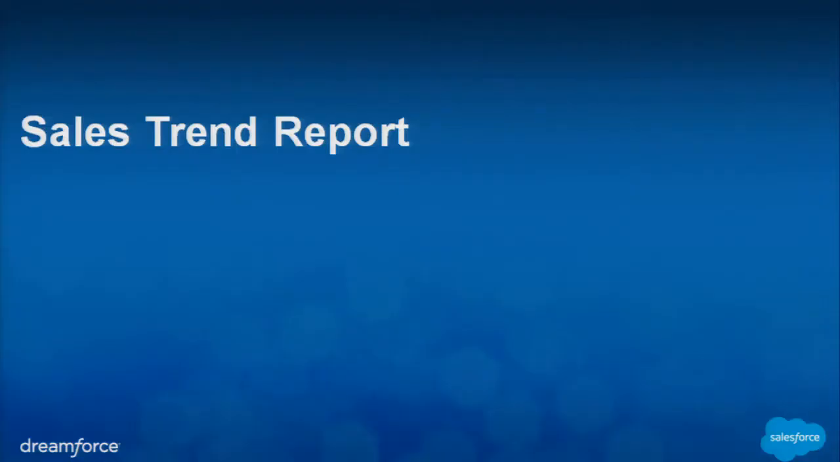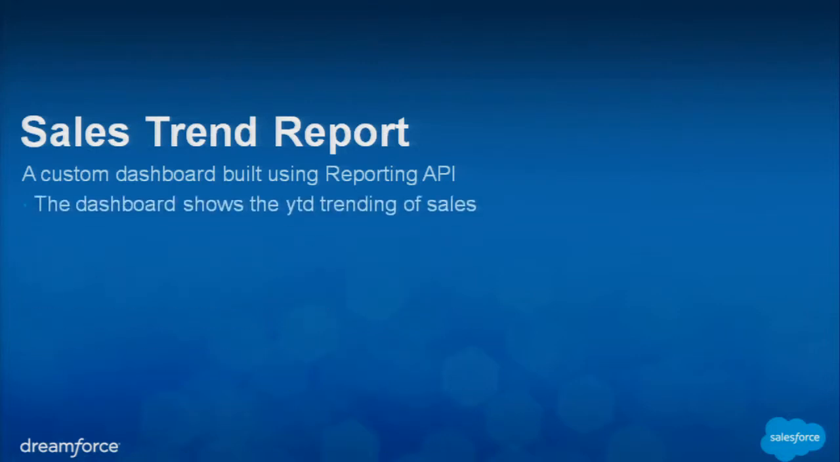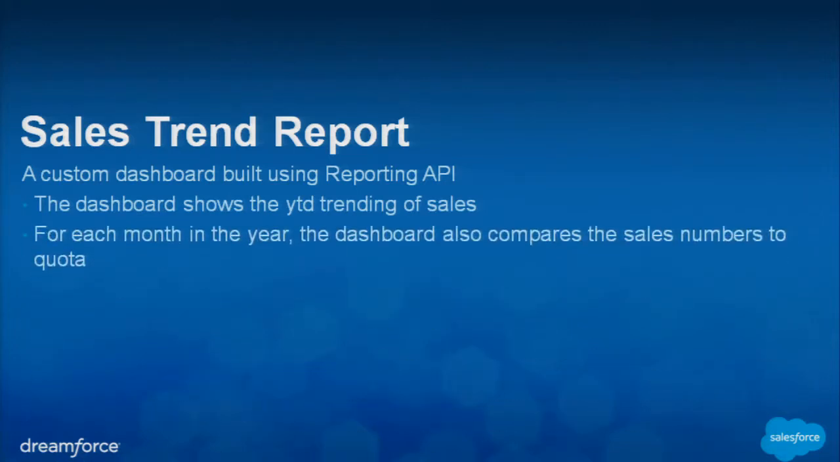So sales trend report, this one's my next demo. And this one's a custom dashboard that we built using a reporting API. So Valerie talked about how we at CenturyLink like to slice and dice our data and put code on top of every single slice of data. So Sales Trend Report really helps with that. The dashboard shows the year-to-date trending of sales, and for each month in the year, the dashboard also compares the sales numbers to quota. And it's mobile.